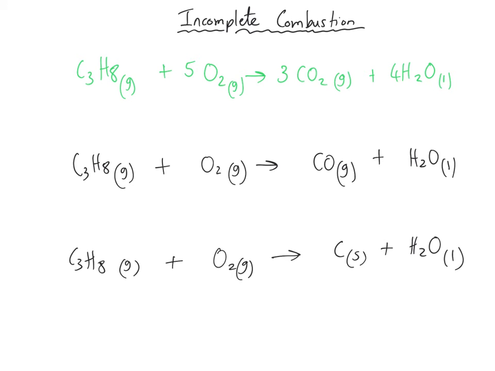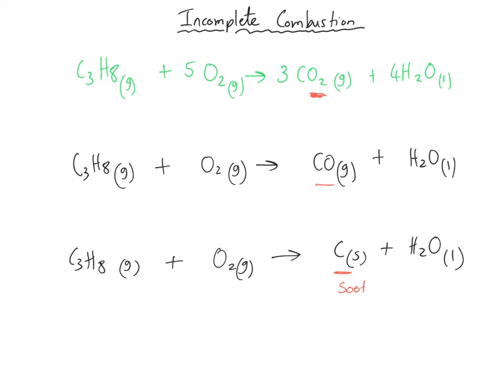Now, sometimes there's a limited supply of oxygen, and so instead of making carbon dioxide as a product, we might make carbon monoxide. Now, carbon monoxide is a poisonous gas, so it's really important to understand how this is being produced. And so we make carbon monoxide when there's a limited amount. If there is even less oxygen, we sometimes make just the element carbon in its solid form, and we call that soot.